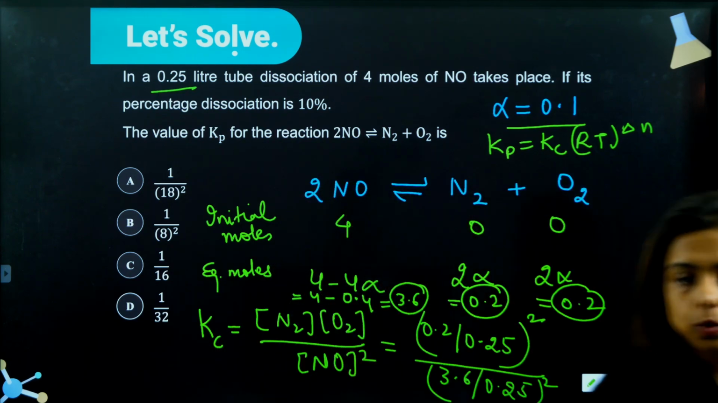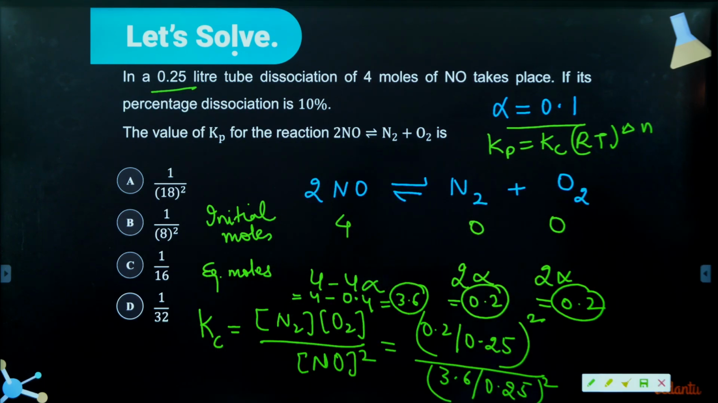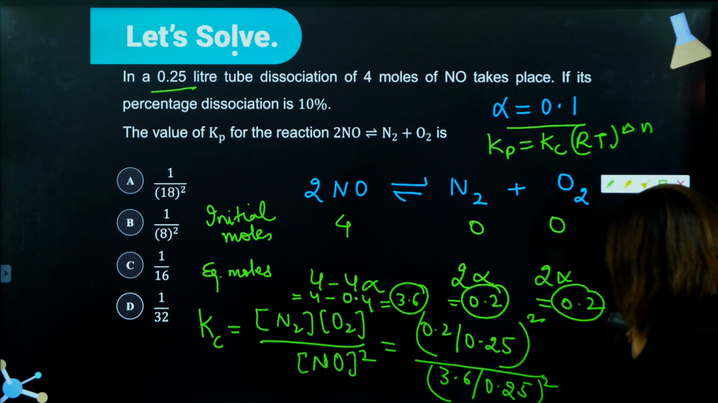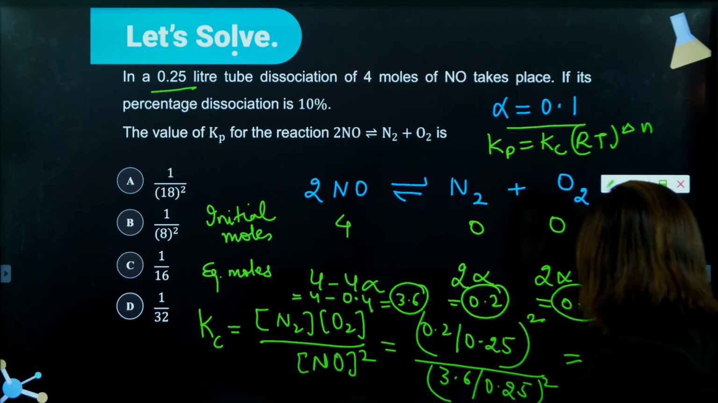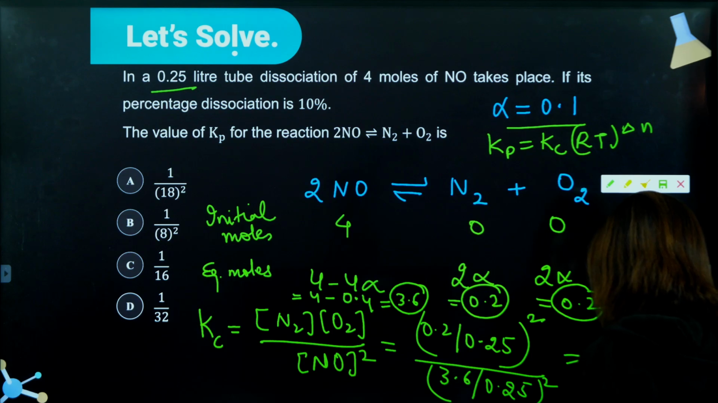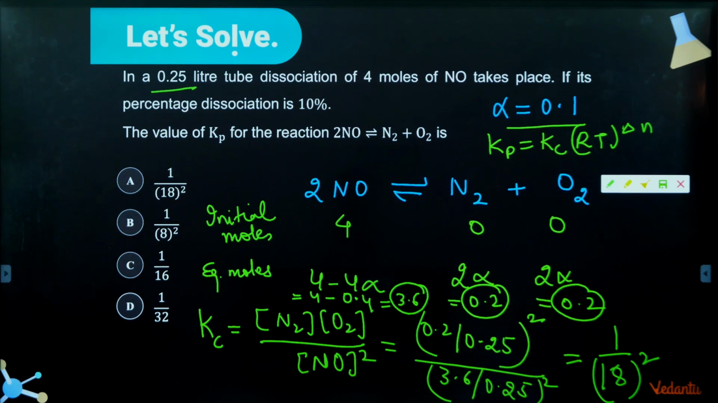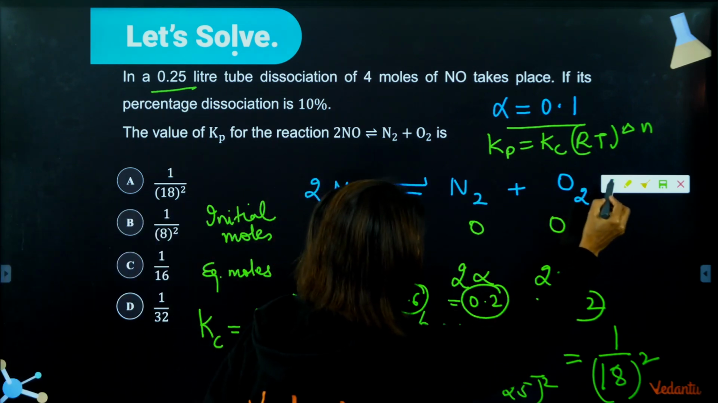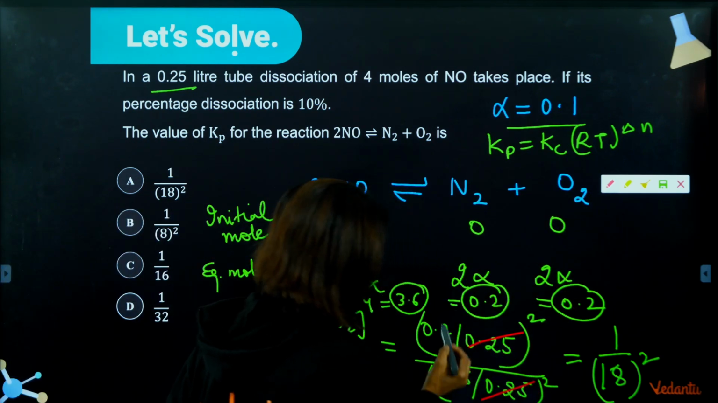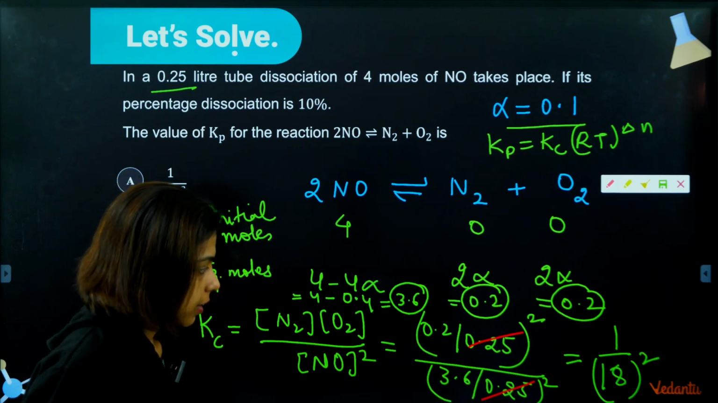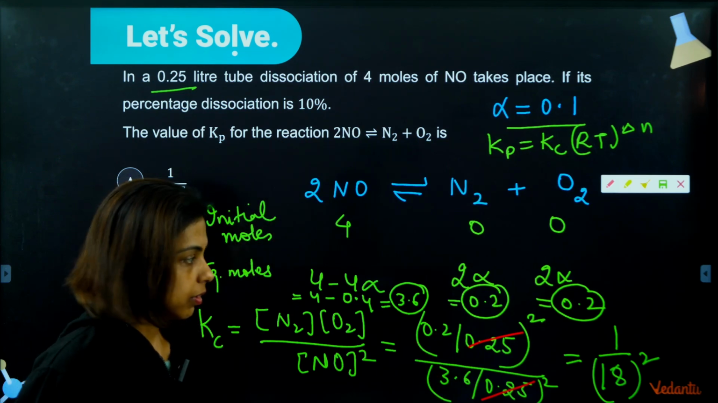So from here you can calculate Kc, guys. So your Kc will be here, right? You can calculate Kc here. Kc will come out to be this, guys. Yes, you can check. Kc will come out to be 1 by 18 squared. Simplified calculations here, this cancels and this 1.8, 1 by 18 raised to power 2.